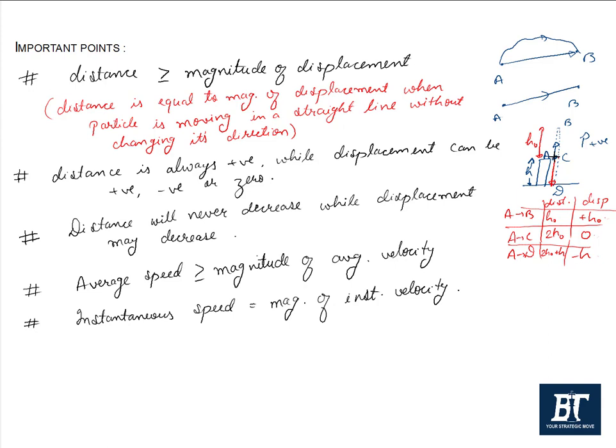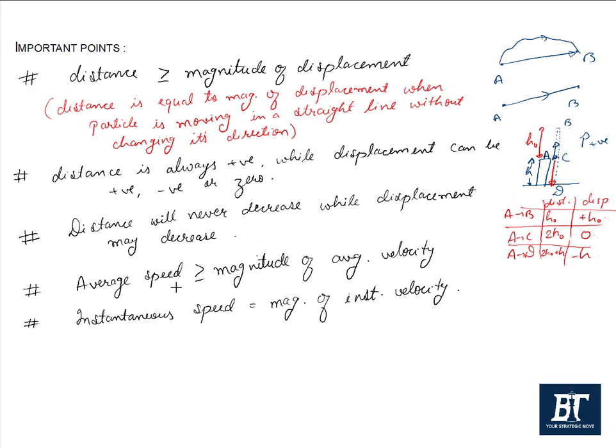So displacement in this case when the ball is traveling from point A to B is positive, and when it returns to the same point, that is C, it is equal to 0, and in the last case when it hits the ground it is negative. We can also conclude our third point based on this example, which is distance never decreases, but displacement may decrease in few cases.